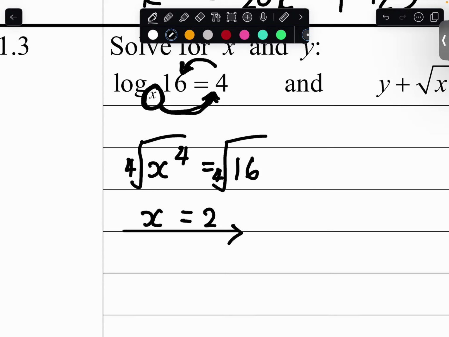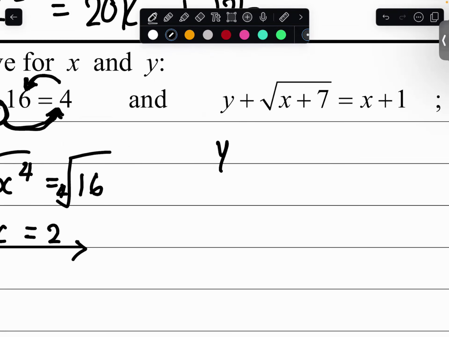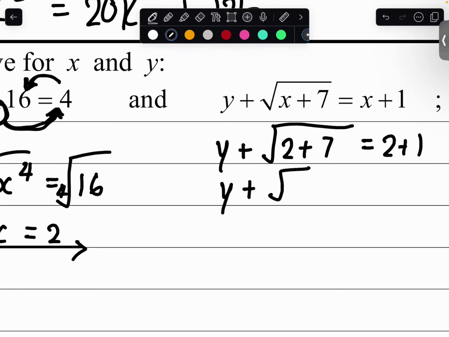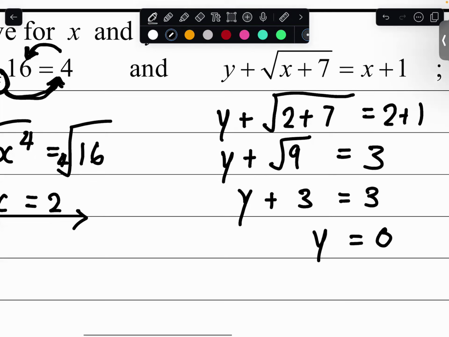All right, so we have that. Then on the other side, because we have x already, we have y plus the root of, we know x is 2, plus 7 is equal to 2 plus 1. All right, that gives me y plus the root of 9 is equal to 3. That gives me y plus 3 is equal to 3. Take that over, y is equal to 0. And that's that.